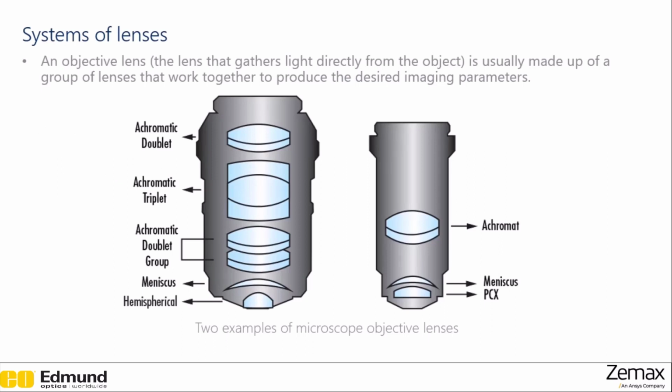An objective lens is the lens that gathers light directly from the object you're trying to image and sends it to whatever is looking at it, so either an eye in a microscope, or if it's a machine vision lens, to a computer which will interpret the data. It's usually made up of a group of lenses that work together to produce the desired imaging parameters, and those parameters will be given for the system as a whole. So things like the focal length will be given for the lenses working together, not the individual lenses in the system.